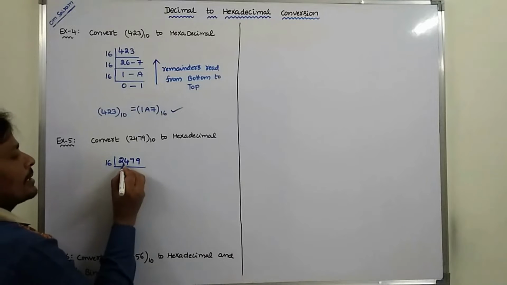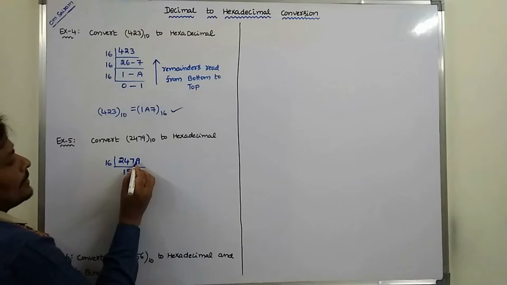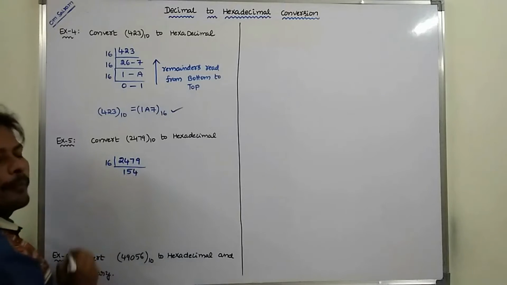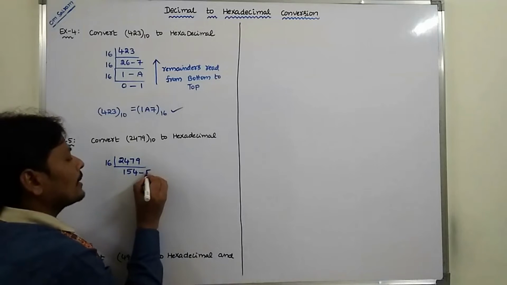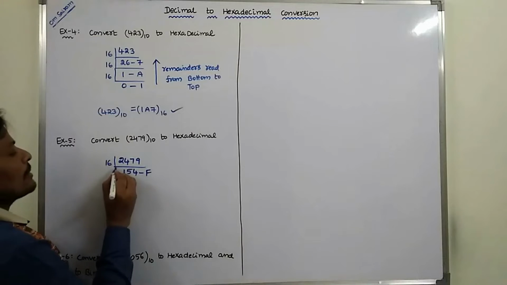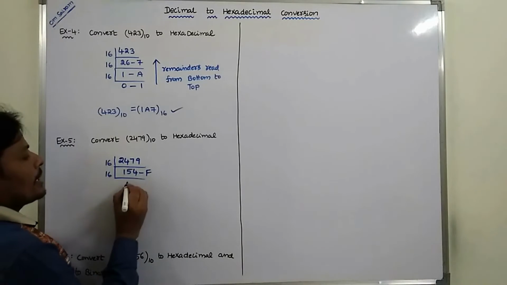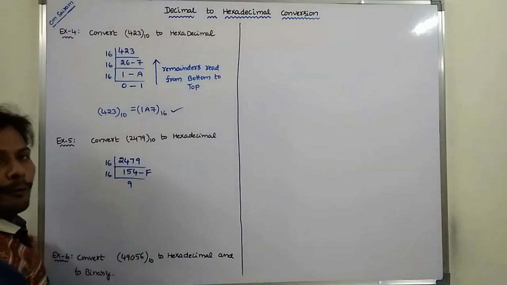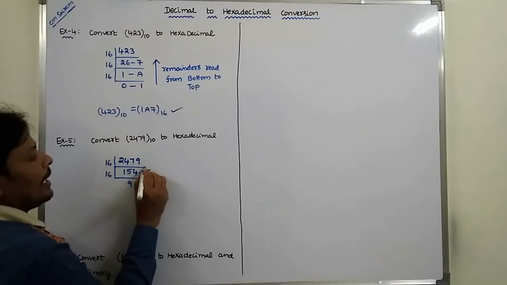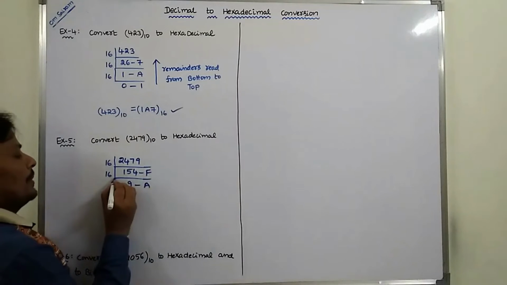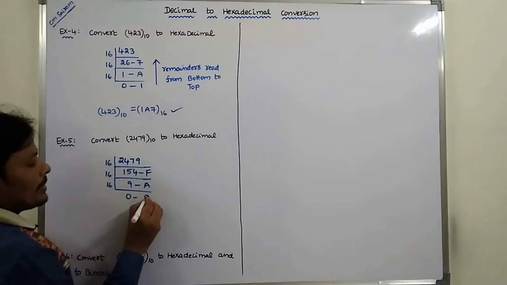16 ones are 16, 16 fives are 80, 16 fours are 64. Remainder is 15. 15 can be written as capital F in the hexadecimal number system. So next one is 16 nines are 144. So remainder is 10. 10 can be written as capital A in the hexadecimal number system. 16 divides 9 0 times, the remainder is 9.